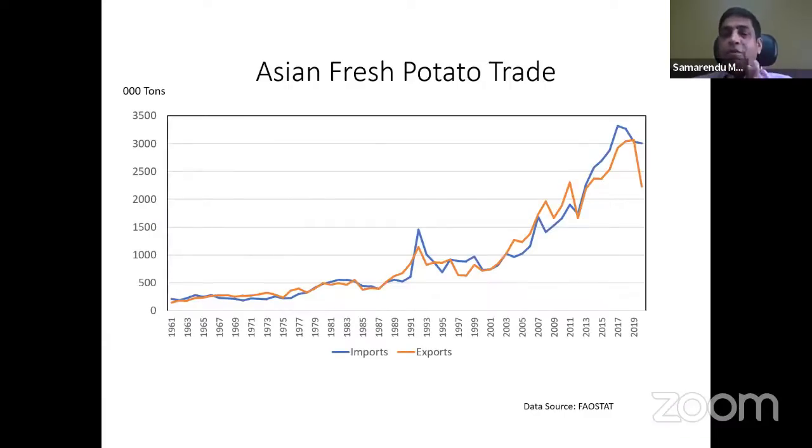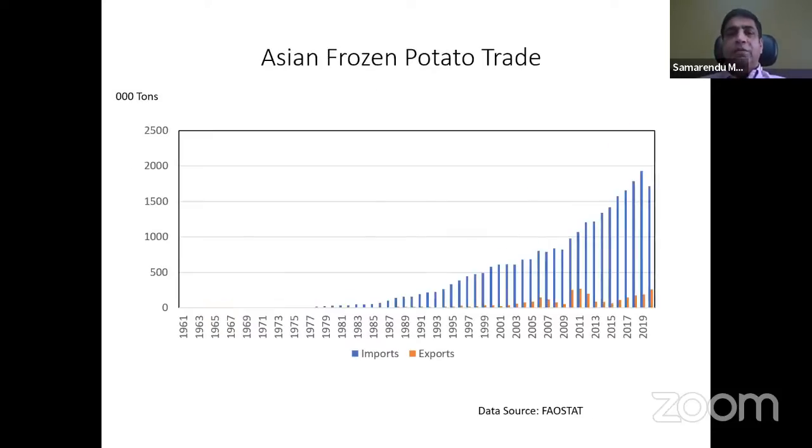Just to tell you, potato is not traded. There is no big trade of potato between countries because of logistical issues. It rots within 10, 15 days, so very little potato is traded. Most of the potato grown in a country is consumed by that country. There are only 3 million tons of fresh potato traded, so there is not much trading of fresh potato in Asia or other parts of the world.